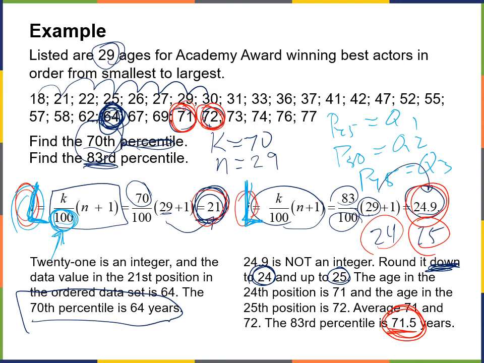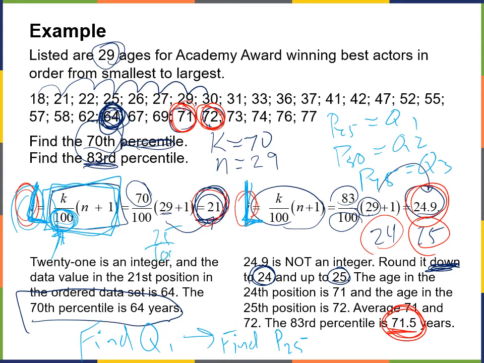So rather than mess around with another formula and maybe think about trying to do it a totally different way, if I just said find Q1, I'm basically telling you to find P25. And so we could just use this exact same formula and find P25. So we'd do 25 over 100 times 29 plus 1. We would see what kind of answer we would get, whether that's a whole number or not, and then we would go from there.